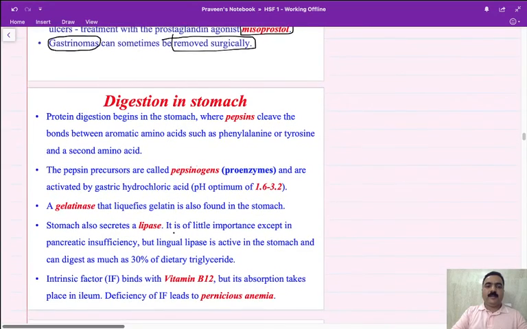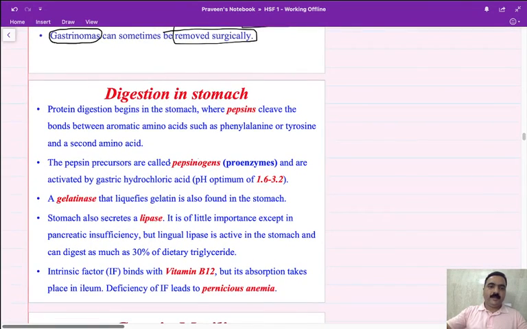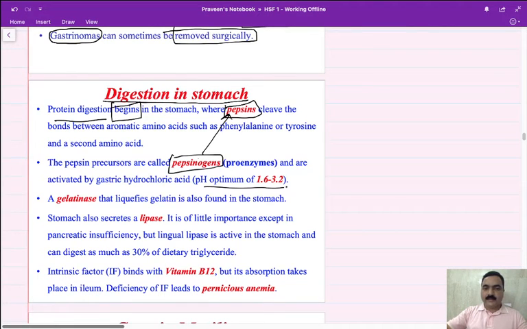Now let's move on to the digestion in the stomach. What are the various digestive activities that take place? One of the important digestive activities that did not start in the mouth is protein digestion, which begins in the stomach, with the help of pepsinogen getting converted to pepsin. Pepsinogen is converted to pepsin with the help of the acid. You need the acidic pH that can cause the conversion of pepsinogen to pepsin. And now what does the pepsin do?